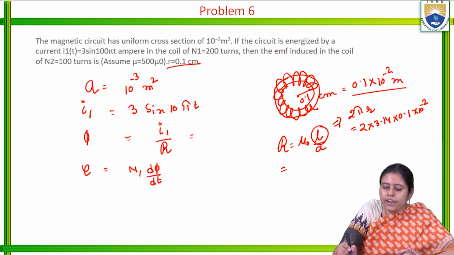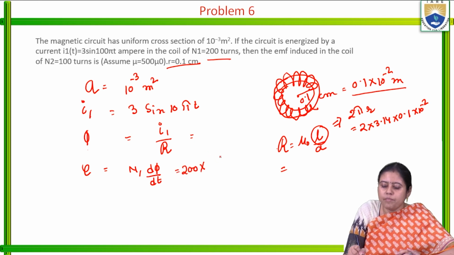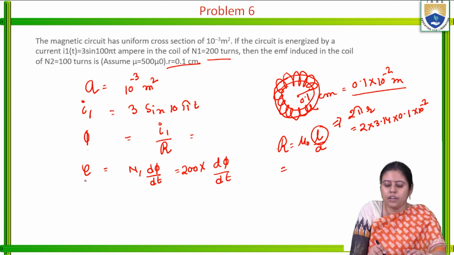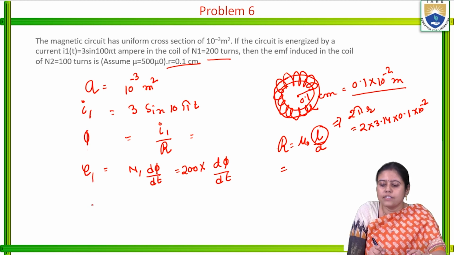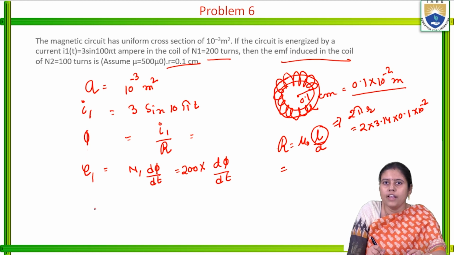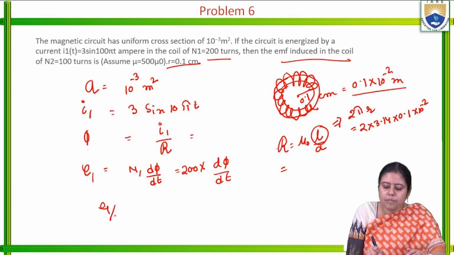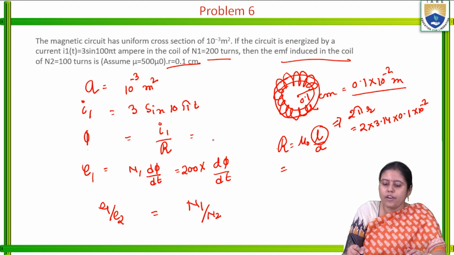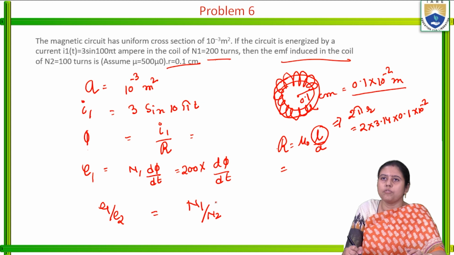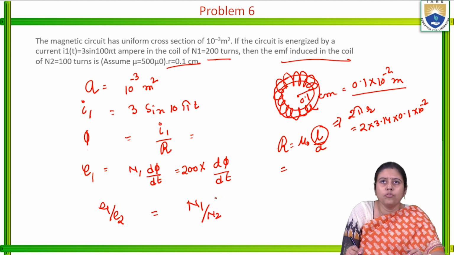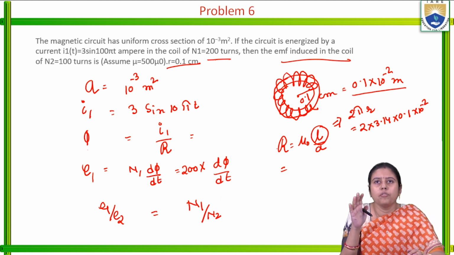What is N1? N1 is given as 200 turns. So 200 into phi, where phi is I1 by R. If we solve it, we will get the flux value, and if we differentiate it with respect to t, we will get E1. Then what is the EMF induced in the second coil? E1 by E2 is equal to N1 by N2. N1 is 200 turns, N2 is known. If we put the values, we can get the value of E2.